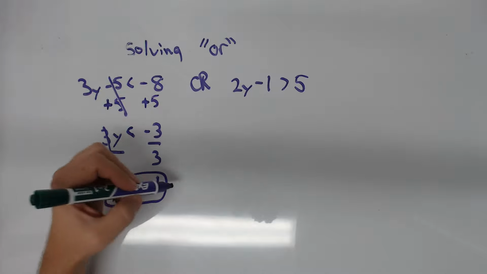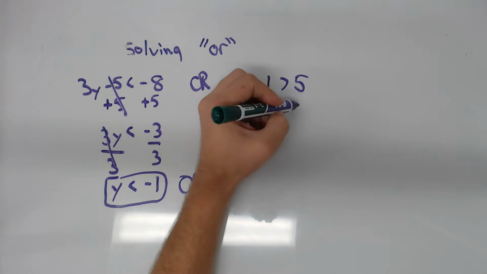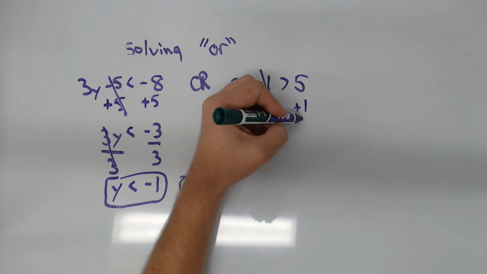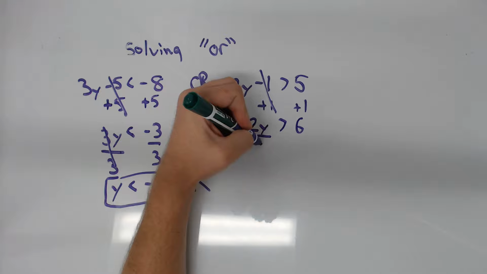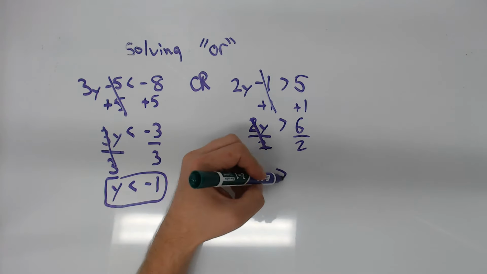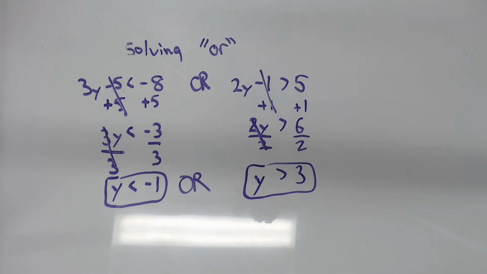There's the first inequality. Let's see what the second one's going to be. Add 1 on both sides. 2y greater than 6, divide by 2. y greater than 3. So I don't really talk through this one too much because there's not really much to talk about. It's just solving separately.